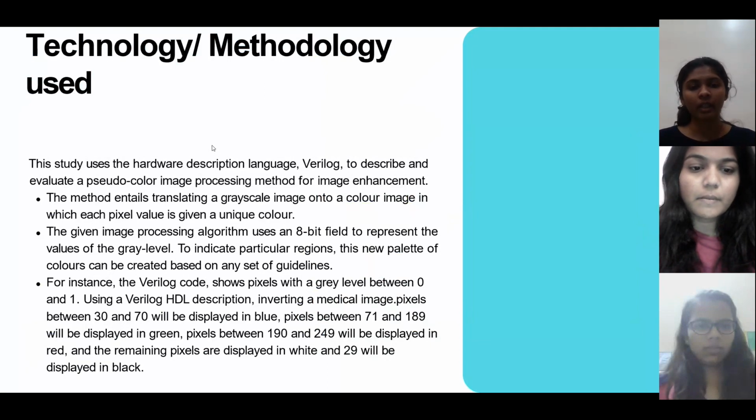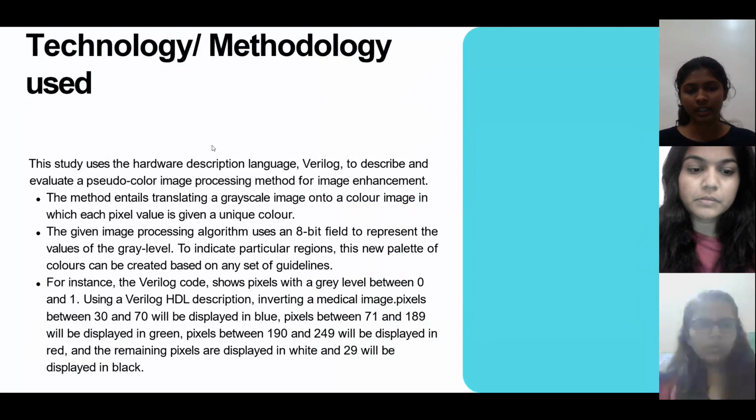The given image processing algorithm uses an 8-bit field to represent the value of the gray level. To indicate particular regions, a new palette of colors can be created based on any set of guidelines. As we know, we can convert the gray and white images into red, green and blue images. For instance, the Verilog code shows pixels with a gray level between 0 and 1.